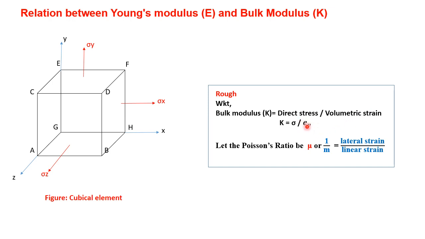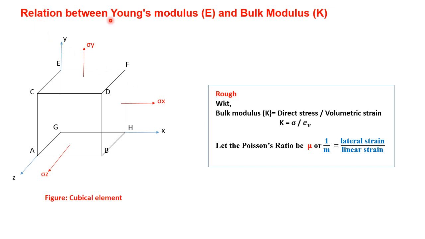And here we also need to know about the Poisson's ratio. This Poisson's ratio is denoted by the term mu, or it can be written as 1 by m, that is lateral strain upon linear strain. And what is Young's modulus? Young's modulus is nothing but the ratio of stress to the strain.